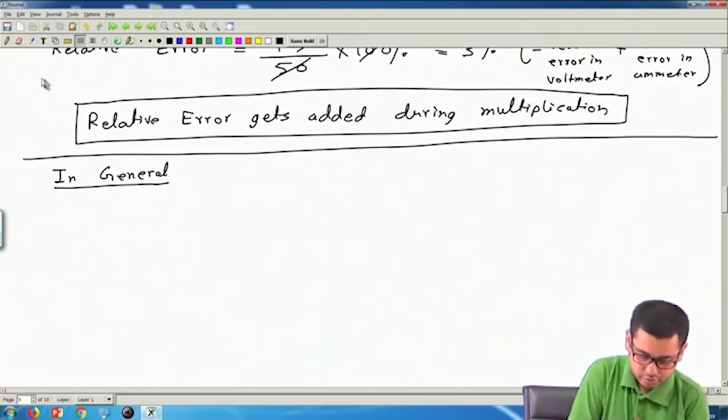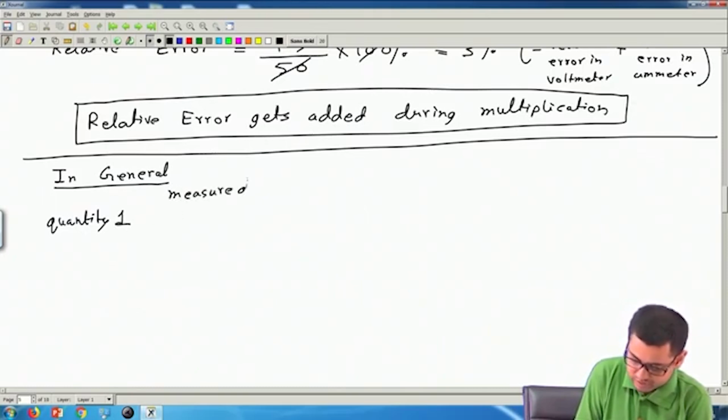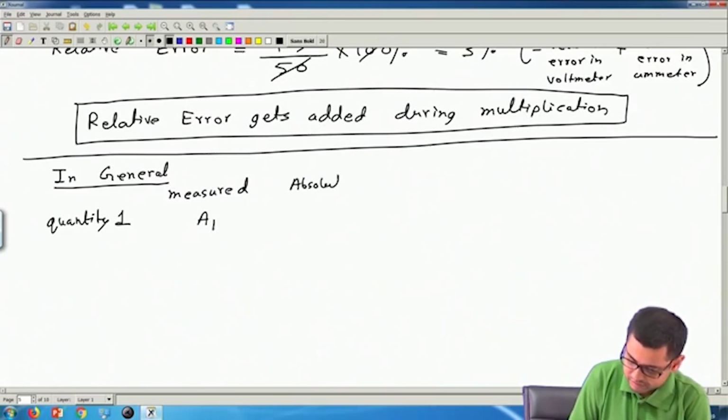So we will have two quantities. Quantity 1 has a measured value of A1, and its absolute error is delta A1.